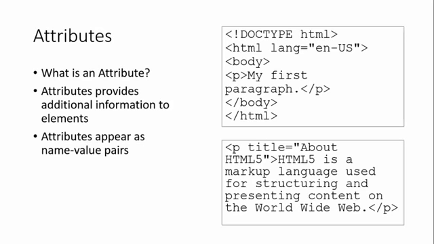HTML can have attributes. Attributes provide additional information about HTML elements. They are specified in the start tag and are name-value pairs. In example 1, the lang attribute of the HTML tag defines the language and is written as shown. Similarly, in example 2, we can see the title attribute added to a paragraph tag.